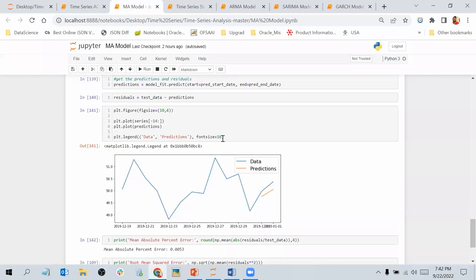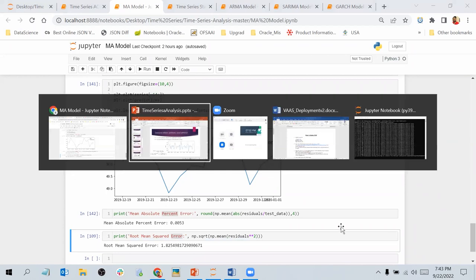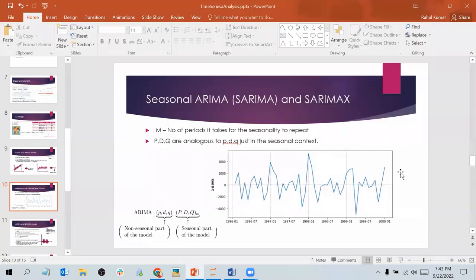Once we have the predictions done, we can see how it looks. This is the actual data, this is the test data that you see here, the blue line, and this is your predicted data. With the test and the prediction, you can check the metrics of how good my prediction is. There are ways to do it: you can calculate mean absolute percentage error and mean squared error. Fine. Let's come back here.